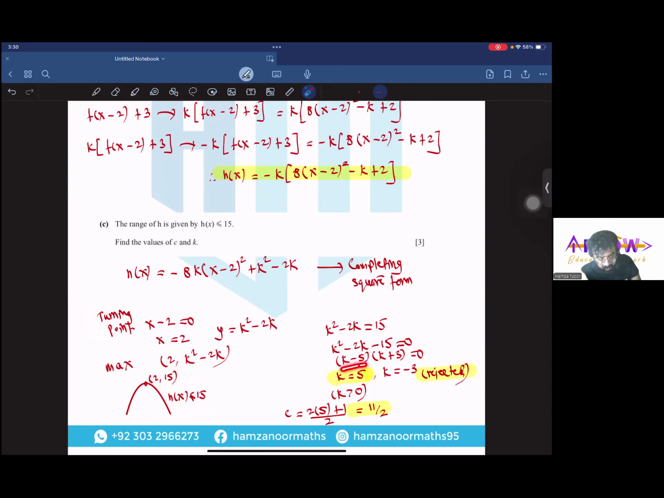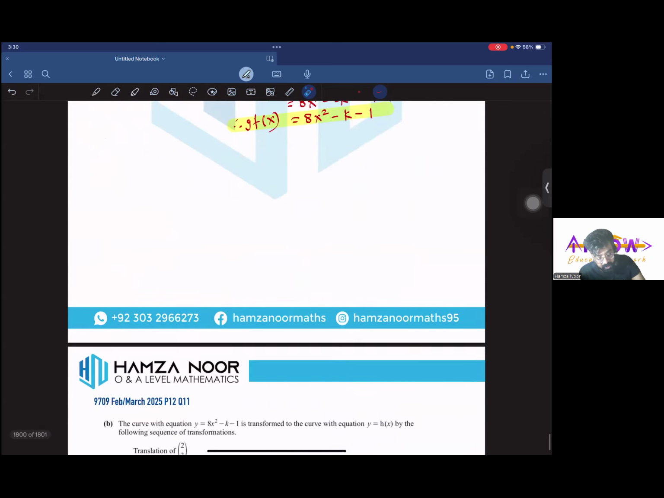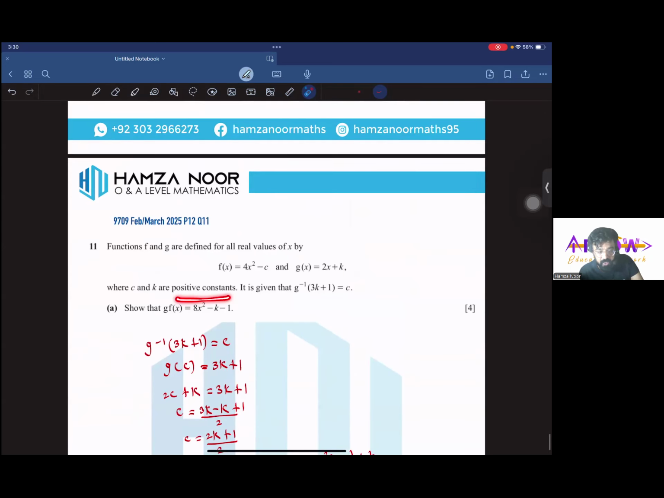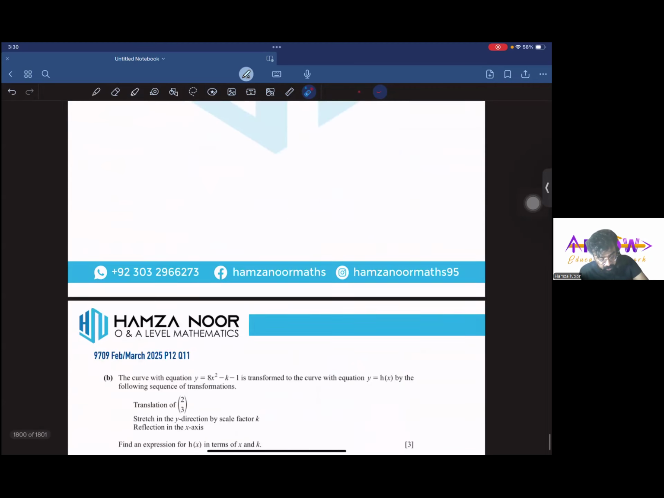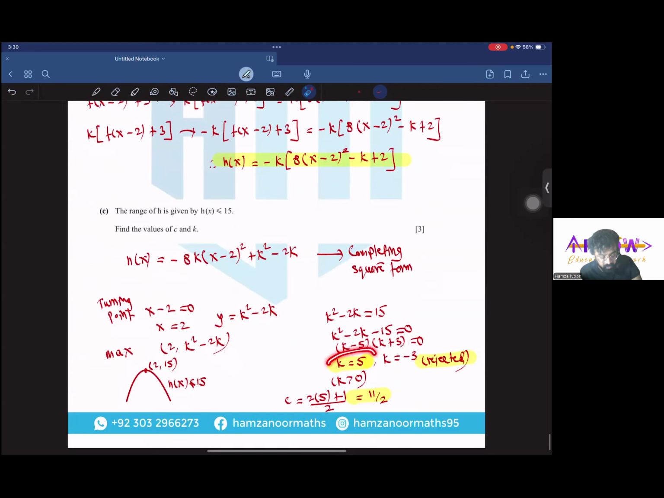Therefore (k − 5)(k + 3) = 0 is the fully factorized form. So k = 5 and k = −3. And since k is a positive constant, as mentioned in the question initially, k = −3 will be rejected and k = 5 is your only acceptable value of k.